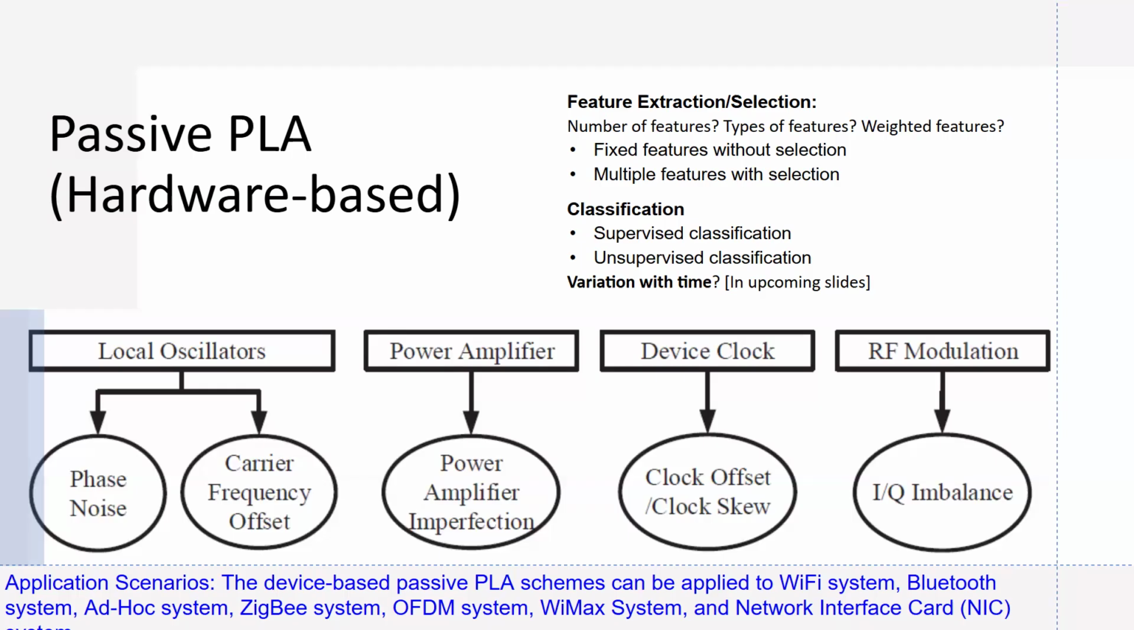Application scenario: the device-based passive physical layer authentication schemes can be applied to Wi-Fi systems, cellular systems, ad hoc systems, ZigBee systems, OFDM systems, WiMAX, and network cards, as well as Bluetooth systems. So this is where you can apply such kind of techniques.